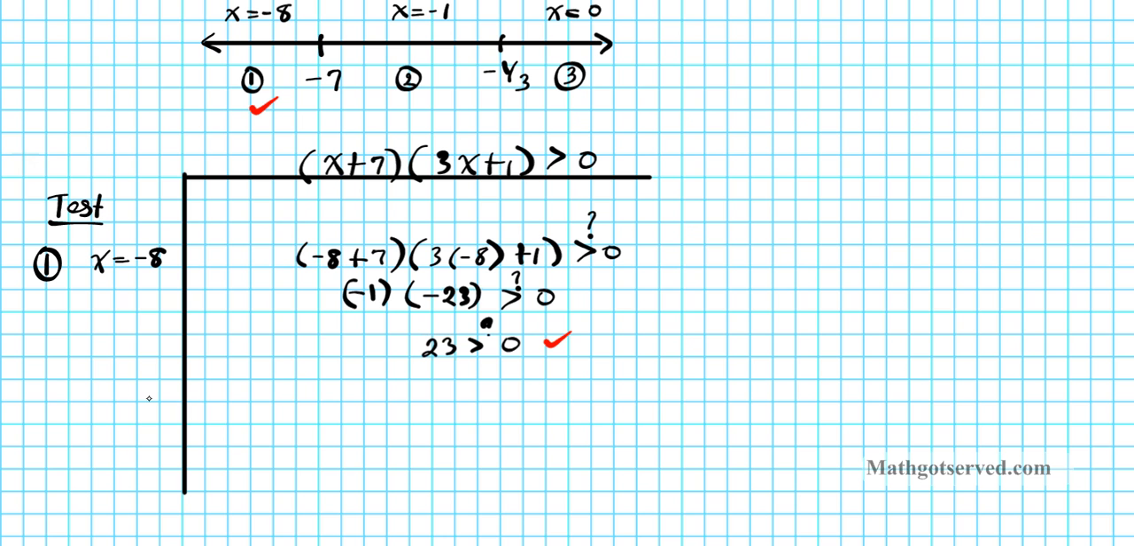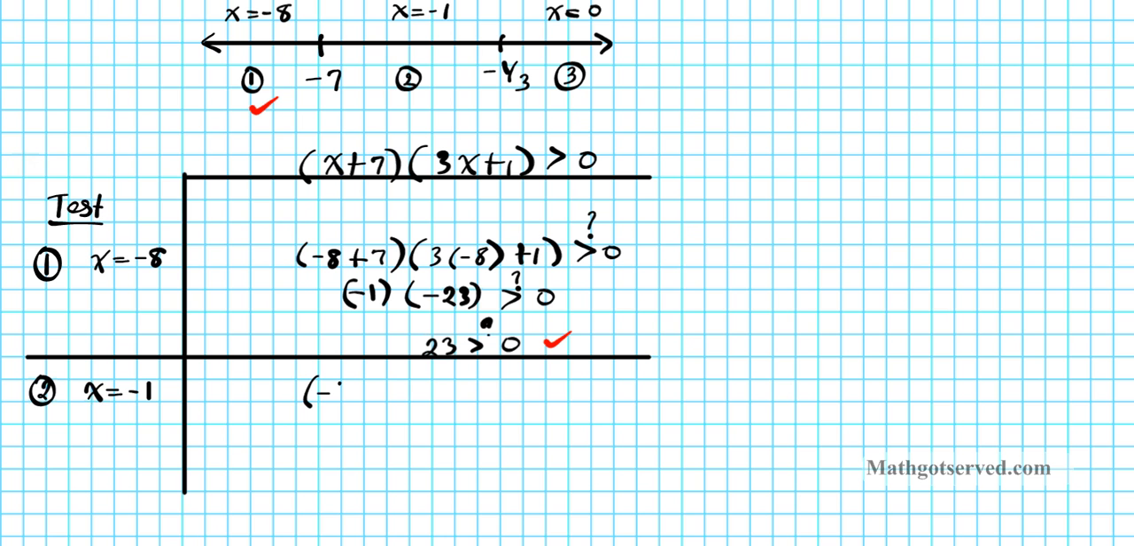Interval 2, we're going to test x equals negative 1. That was the candidate that we selected. Any number between negative 7 and negative 1/3 will suffice. All right, so that's the one we decided to use. So let's plug negative 1 into this and see if it works out.